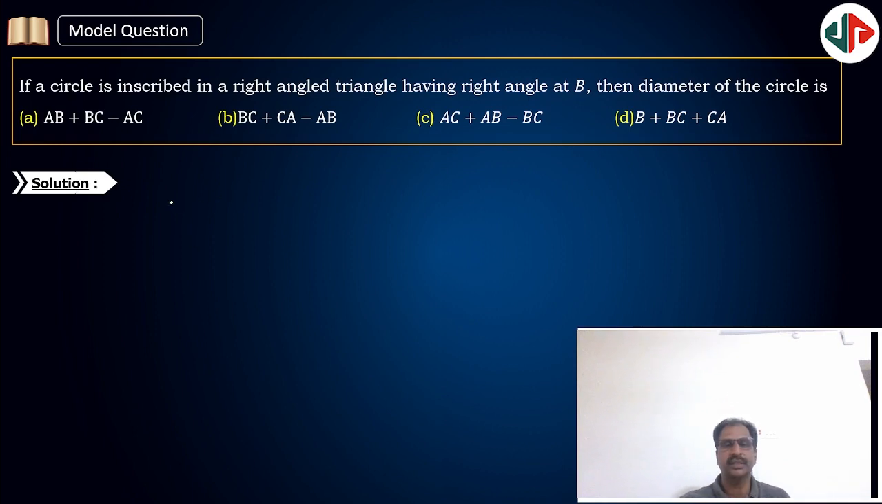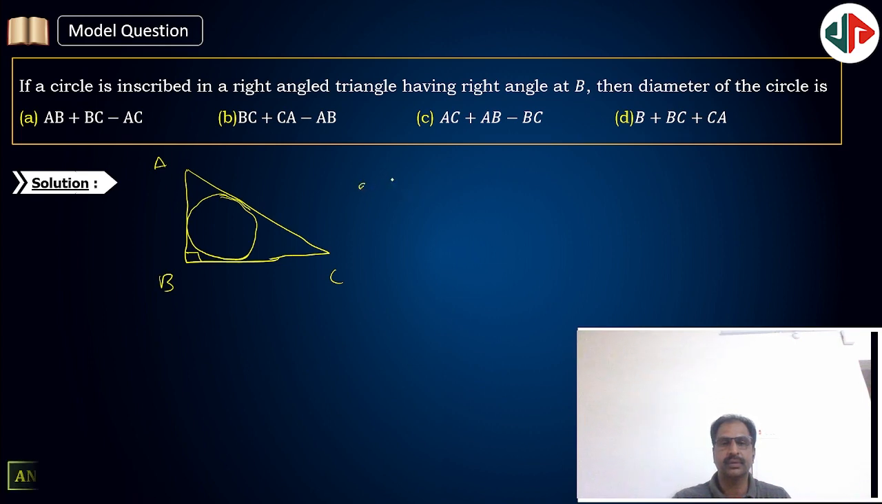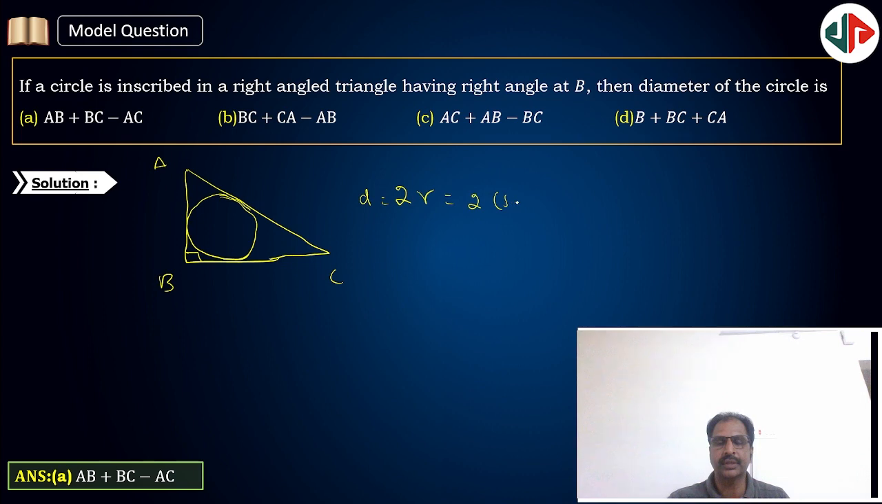If a circle is inscribed in a right angle triangle, given that the right angle is at B, then what is the diameter of the circle? What is this circle known as? Incircle. The diameter of the incircle is nothing but 2 times the inradius. Now for r, we have a formula like this: (s minus b) tan B by 2. The circle is known as the incircle.